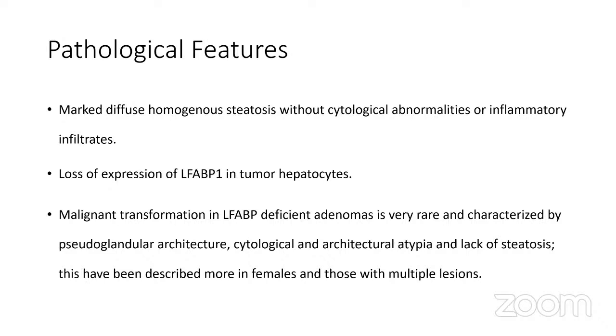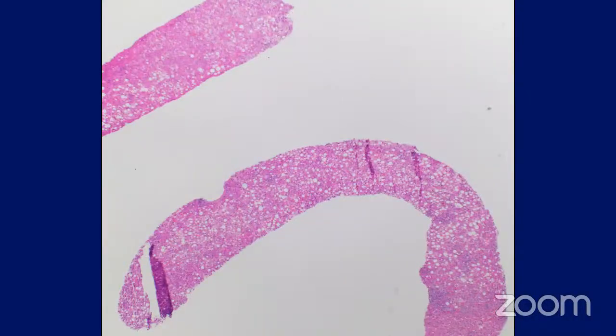There will be loss of expression of LFABP1, liver fatty acid binding protein 1, in the tumor hepatocytes. Malignant transformation in these types of adenomas is very, very rare, and when you see that, you will see pseudoglandular architecture, cytologic and architectural atypia, and lack of steatosis, and more often seen in females and those with multiple lesions.